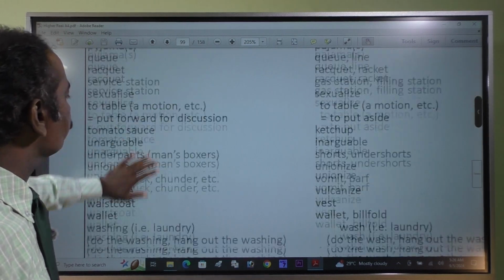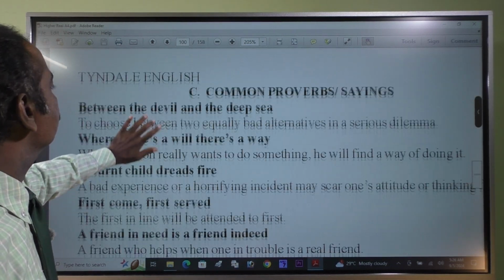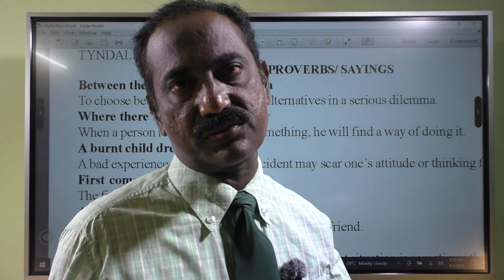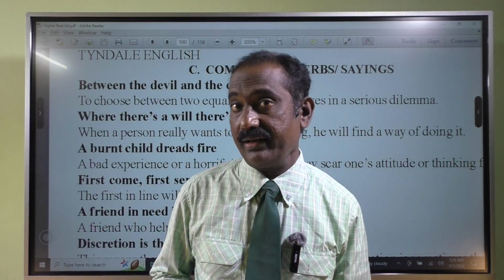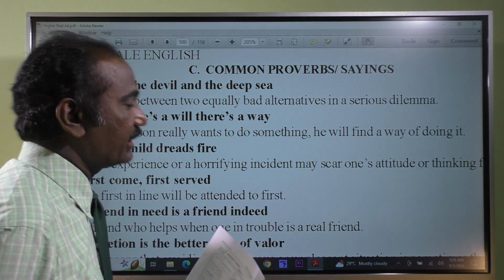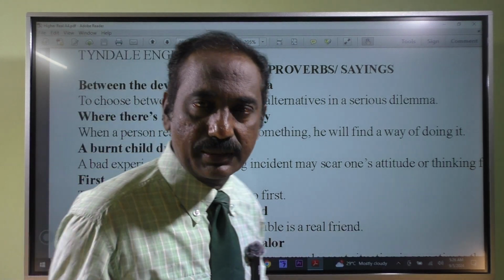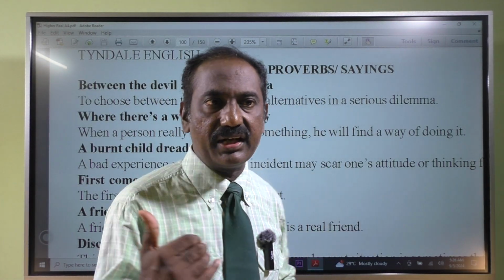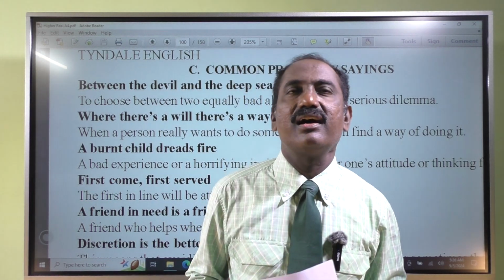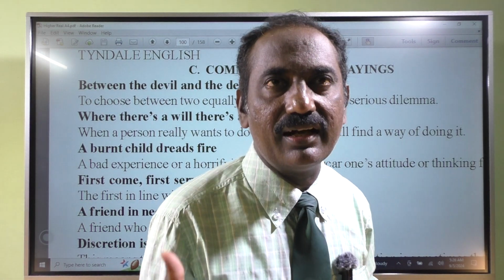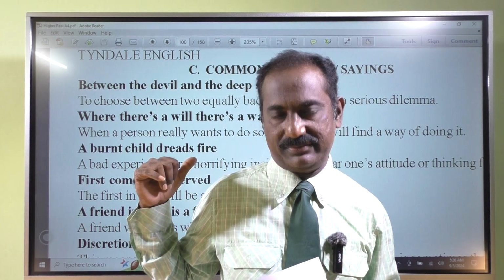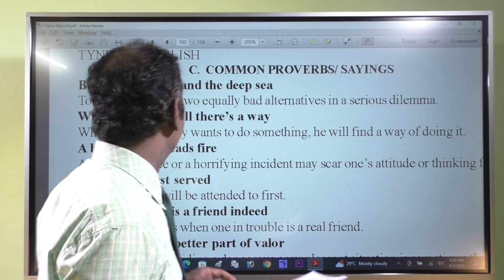In the same way, let us see only a few idioms, and let us close this session of learning. Okay. Number one, between the devil and deep sea. That means a person is in between two problems. In front is devil and back is deep sea. That means he can't move ahead. Neither he can move ahead nor he can get back. That is the meaning here.